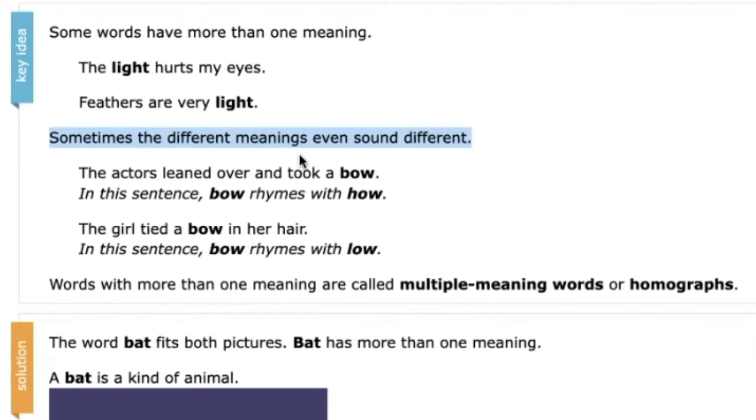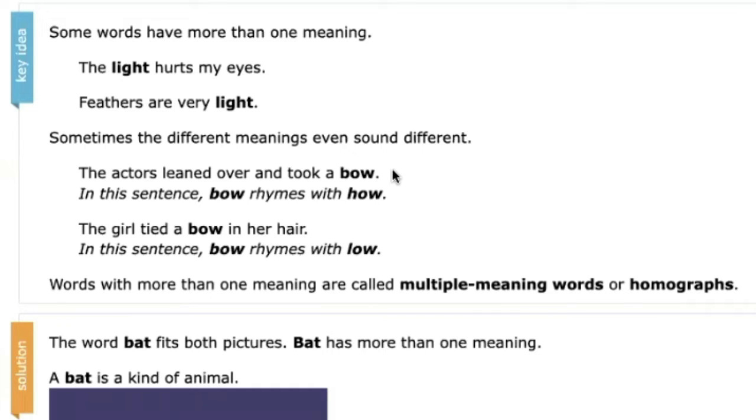Okay. So the first one says, the actors leaned over and took a bow. They bend from their waist down, like, okay, thank you, thank you. They take a bow, right? In this sentence, the word bow rhymes with, for example, howl. Bow. So it's a rhyming word, right? Is it the same sound? Yes, it's the same rhyming sound.